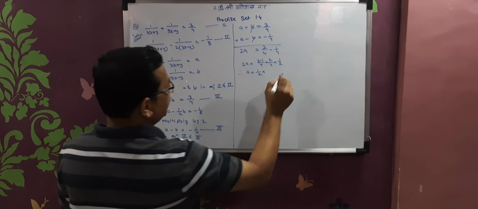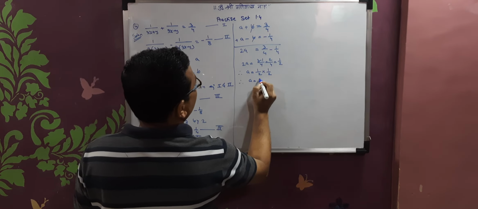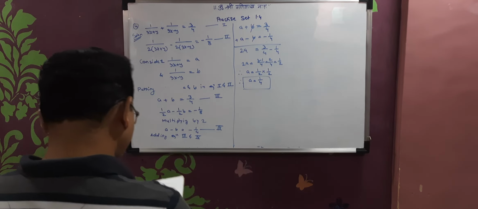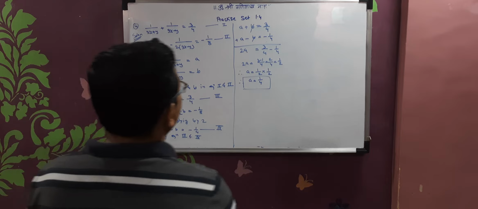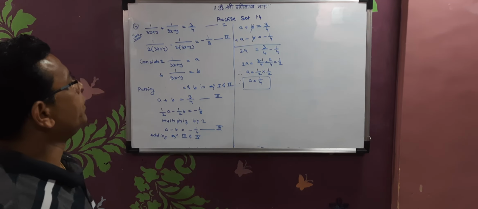into this 2 will get in the denominator over here. So A is equal to 1 by 4. This is the value of A. This is A is equal to 1 by 4. Now we have to find out the value of B.